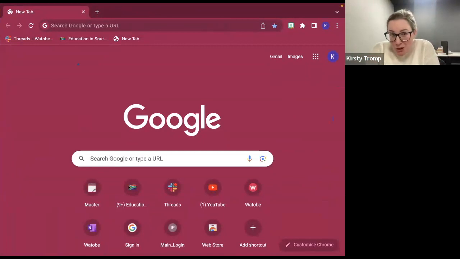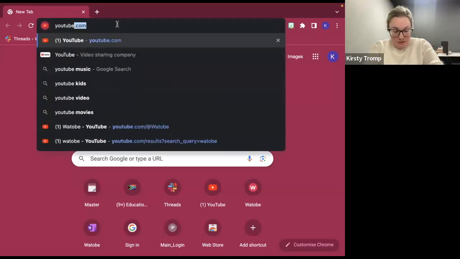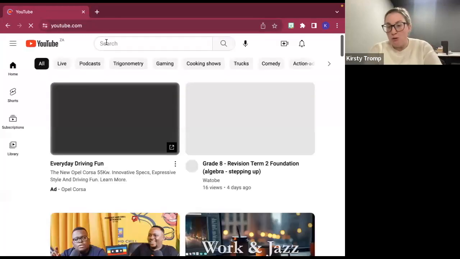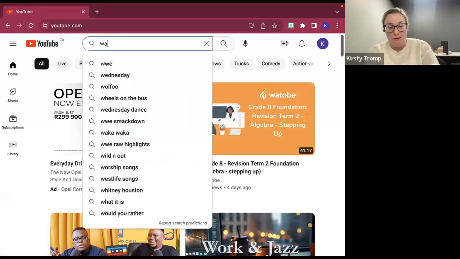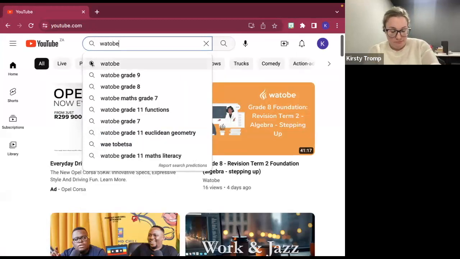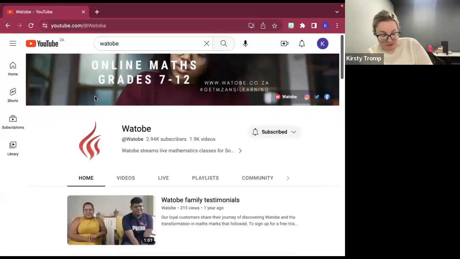The first thing you want to do is search for YouTube. All right, so there is my YouTube. Once we're on YouTube, you're going to go to the search function and type in Watobe. Watobe is really easy to find. It's a really easy icon to look for. It's this little flame over here. So we click on the flame and that takes us to Watobe's channel.